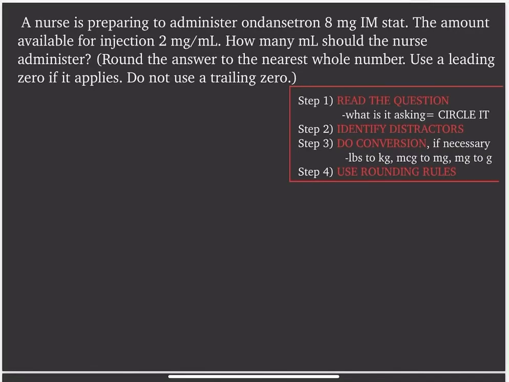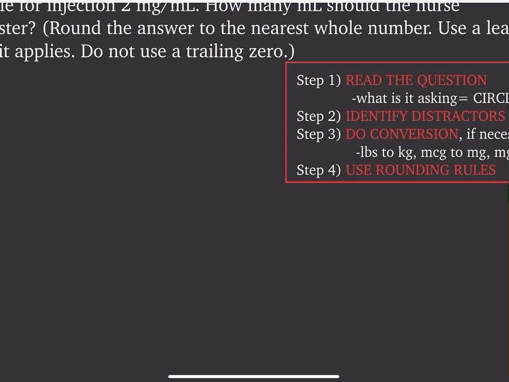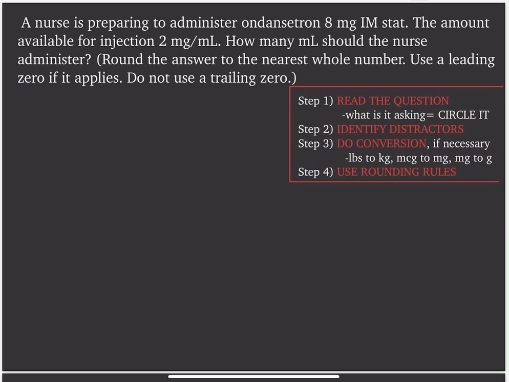Okay, so the first problem is a nurse is preparing to administer a drug 8 milligrams IM. The amount available for injection is 2 milligrams per 1 milliliter. How many ml should the nurse administer? Okay, so step 1 is going to be read the question. What is the question asking? I want you to circle it. So it's asking how many ml should the nurse administer?